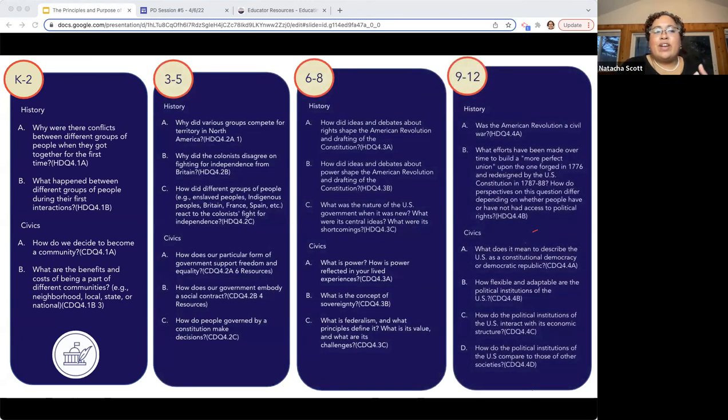Thinking about why did various groups or territories compete in North America for land, and also, from a civics perspective, how does our particular form of government support freedom and equality? Okay, and you can see over time, I'm not going to read all of the questions to you, but you can see where we gradually become more complex as we progress through those grade levels. So seeing where we can establish that foundation in K-2 about these complicated and complex topics, and then getting into 9-12 and seeing where we're really thinking about those deep and reflective questions. Was the American Revolution a civil war? Okay, so think about how that question really can shift the way we talk about the American Revolution and how we think about that conversation.